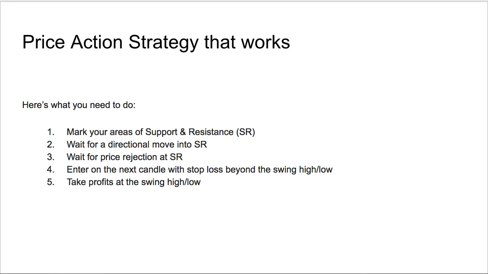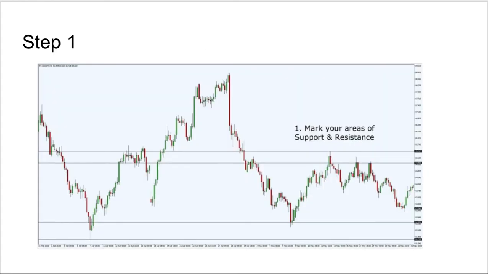Now, in terms of price action strategy that really works, there are 5 steps to look at. Firstly, you want to mark the area of support and resistance, right? If you have a plain chart, take a look at where the support is, where the resistance is. Support, again, is a region where the buyers are willing to buy. Resistance is a region where sellers are willing to sell. So let's take a look at it. Step number 1, we look at this particular chart and try to quickly understand where the support levels are and where the resistance levels are.